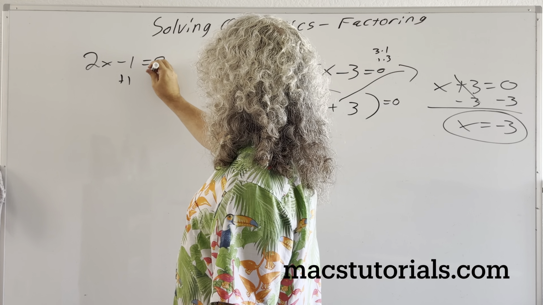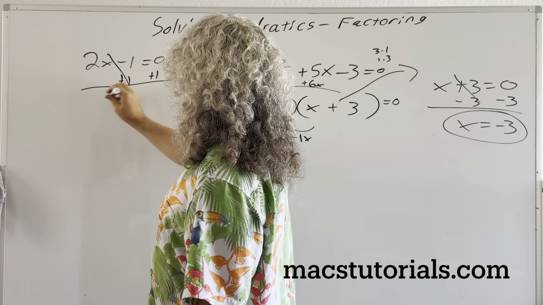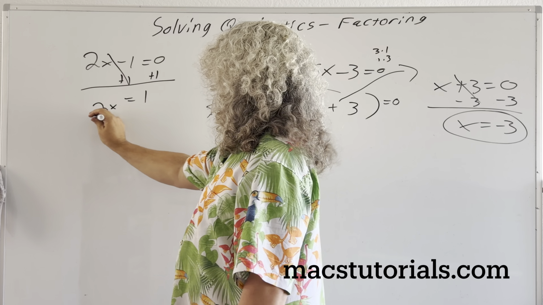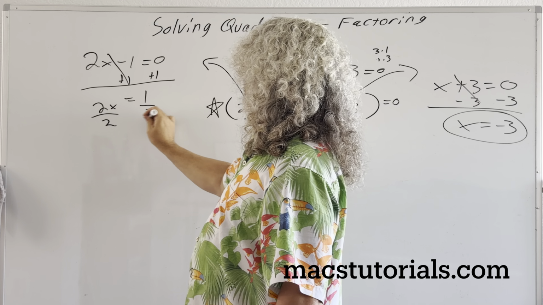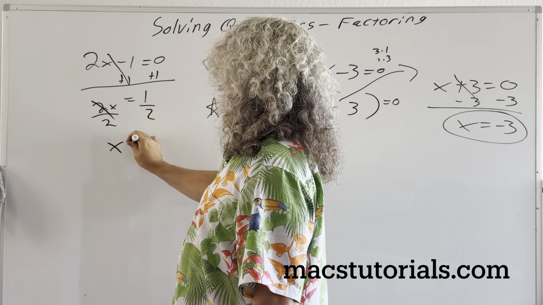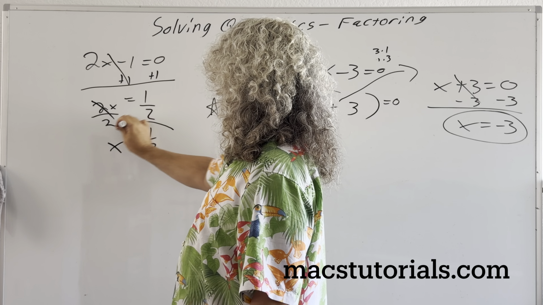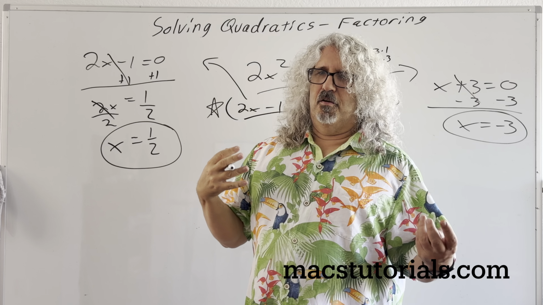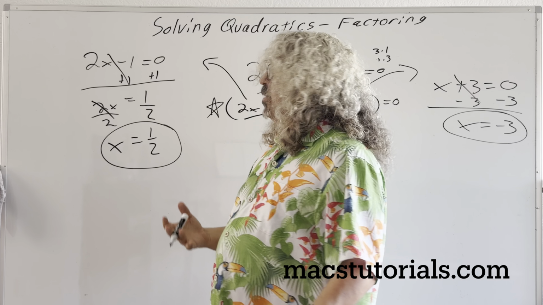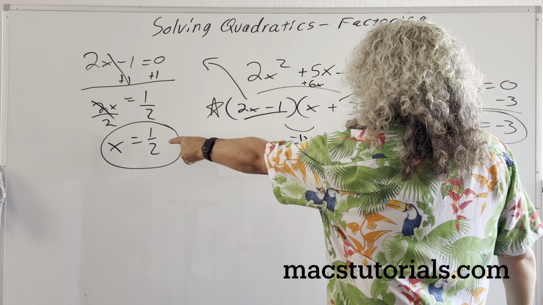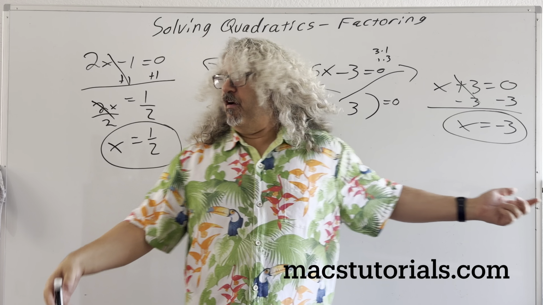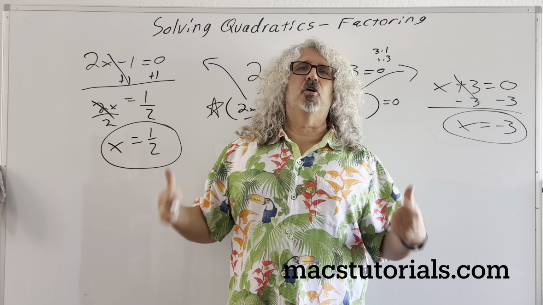If I add 1 to both sides, I'm going to get 2x equals 1. Now I have to divide to solve for the x, so I'm going to divide each side by 2. x equals 1/2. So when you look at your answer key or your answer sheet, maybe it's multiple choice or something, you need both. You need x equals 1/2 and x equals negative 3. And if you have both answers, you're going to win.